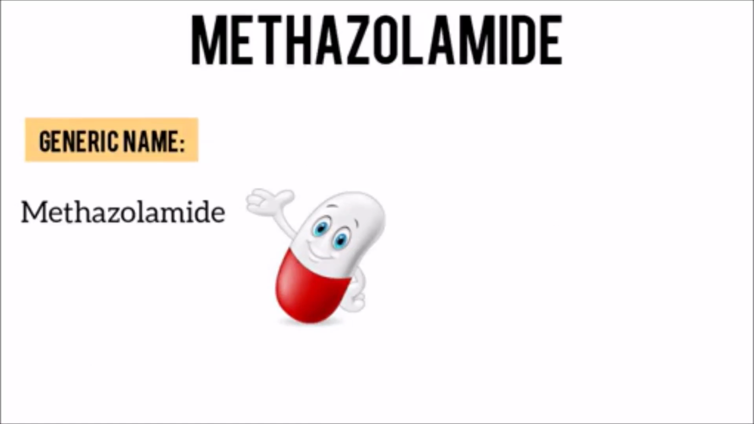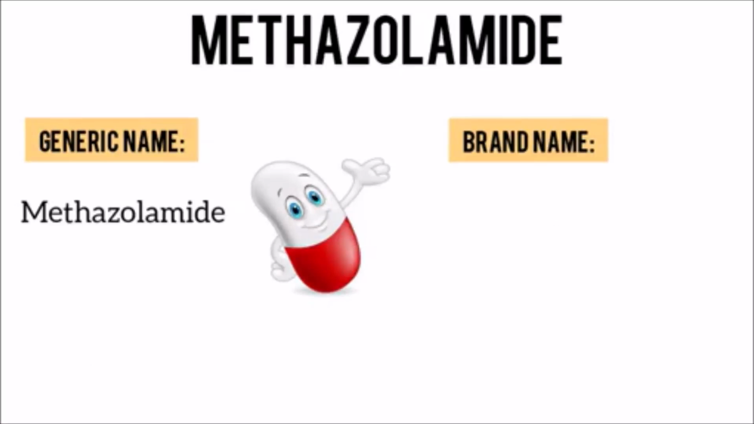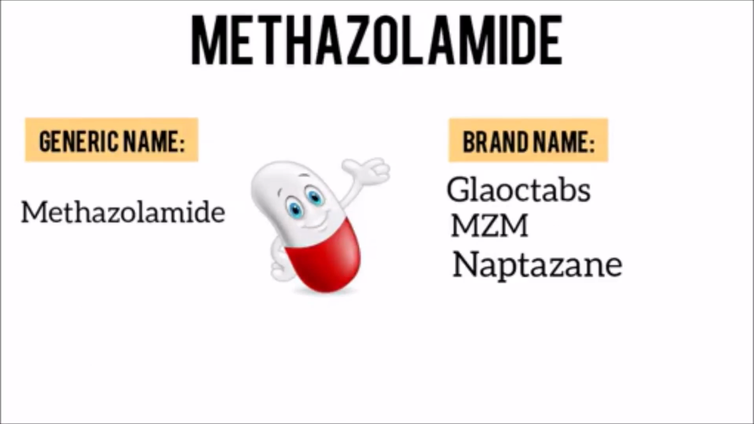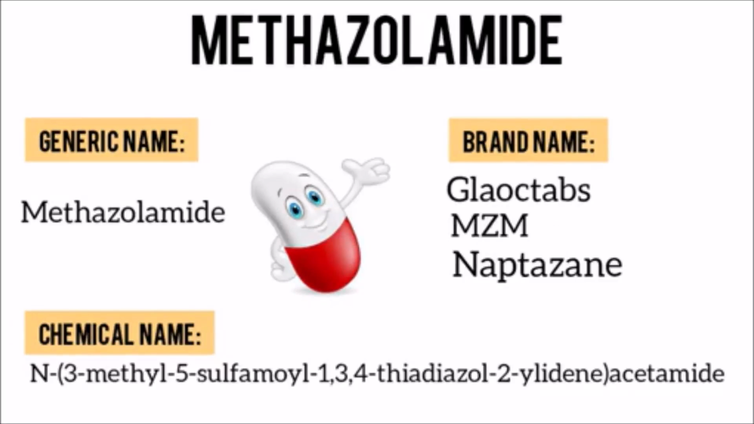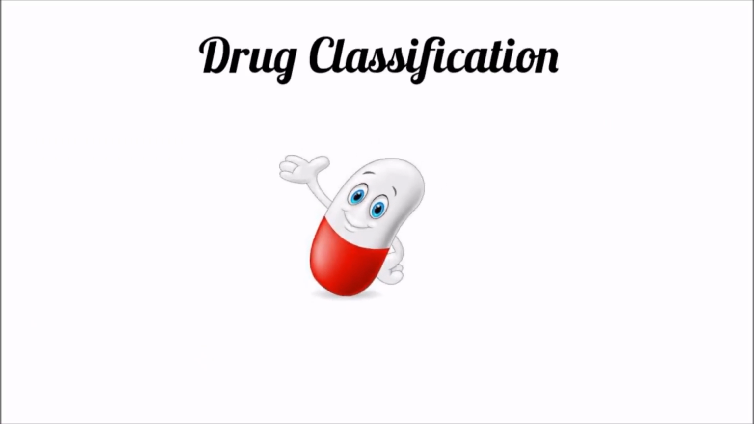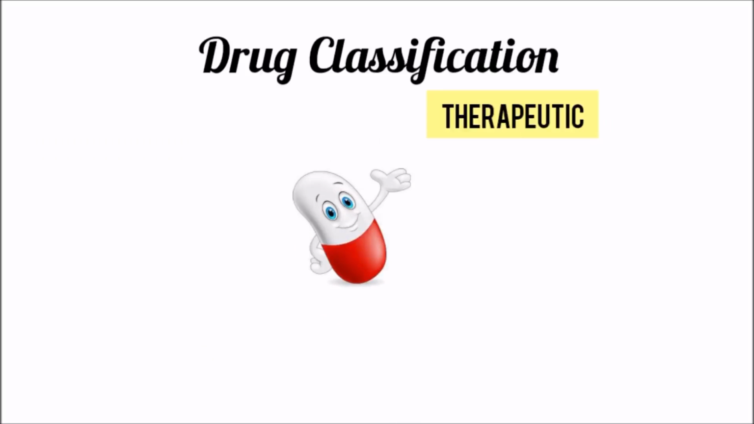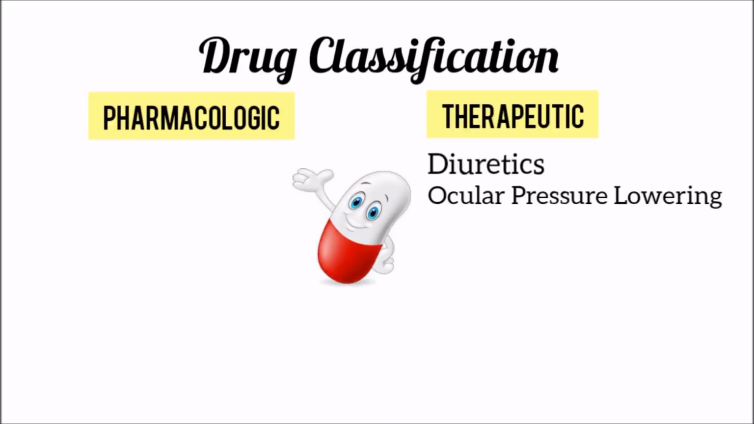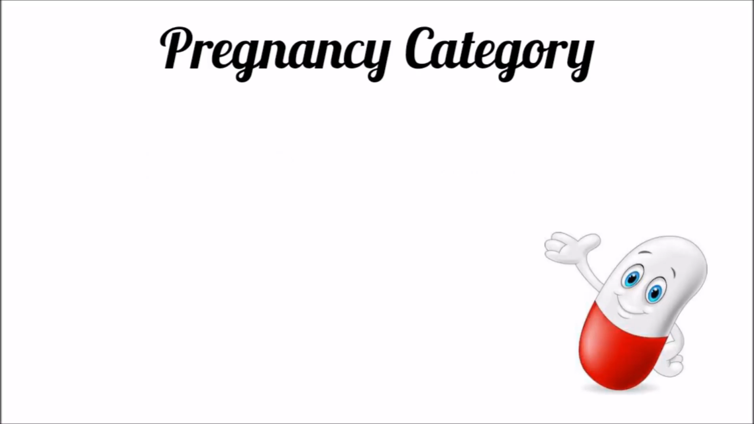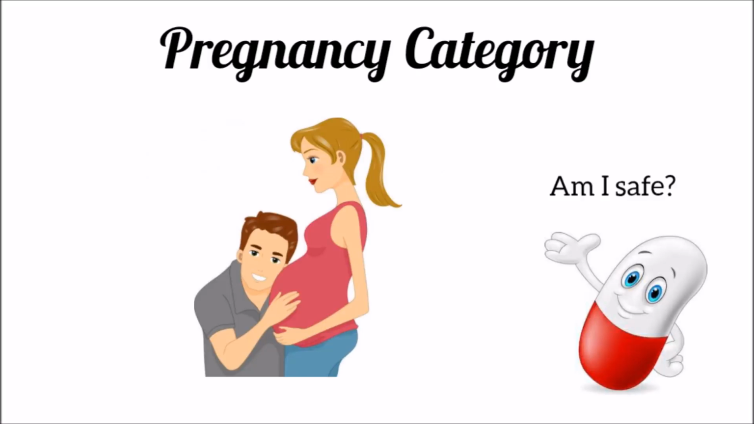introduce myself to you. My generic name is methazolamide, and I have three brand names: Glauctabs, MZM, and Neptazane. My chemical name is N-3-methyl-5-sulfamoyl-1,3,4-thiadiazol-2-ylidene acetamide. So, what are my drug classifications? Therapeutically, I am classified as a diuretic, or ocular pressure lowering therapy, and pharmacologically, I am classified as a carbonic anhydrase inhibitor.